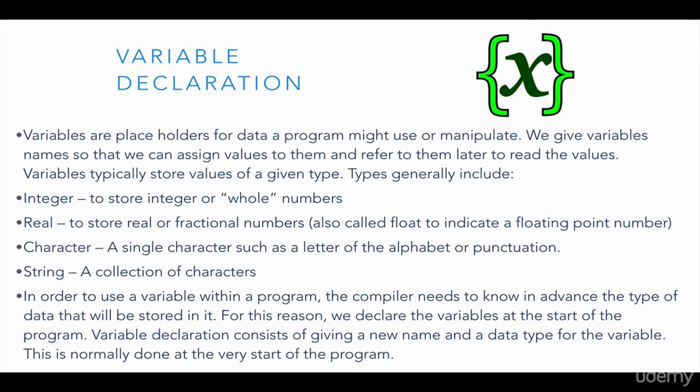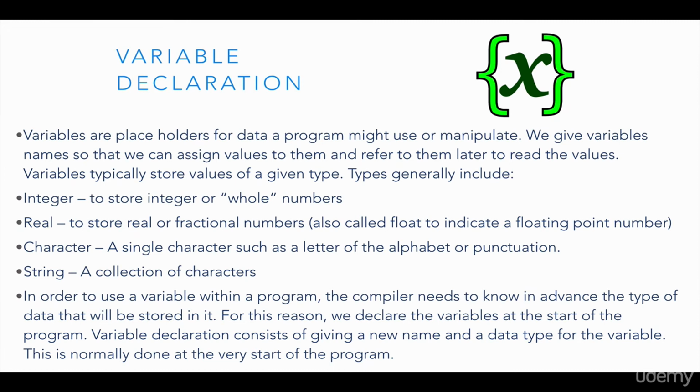Types generally include integer to store integer or whole numbers, real to store real or fractional numbers. Actually, in Java, we call them float to indicate a floating point number. For example, assume that we want to assign a fractional value to our variable. We should give that specific variable a float type or a double type, which I am going to talk about more later in the course, and what's the difference actually between a float variable or a double variable.